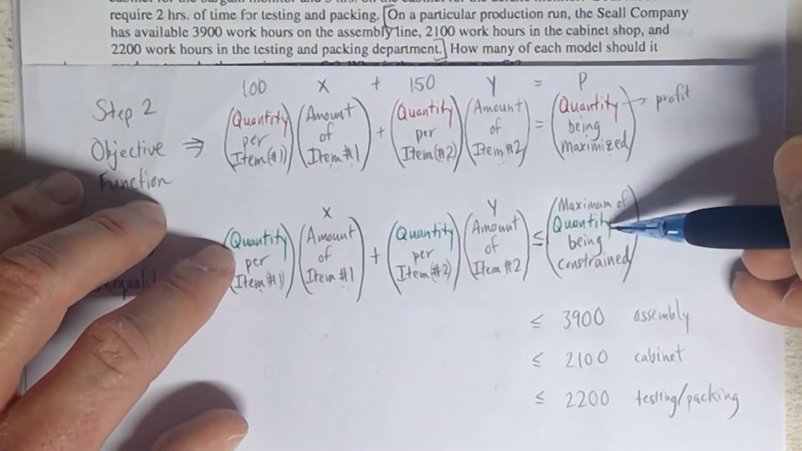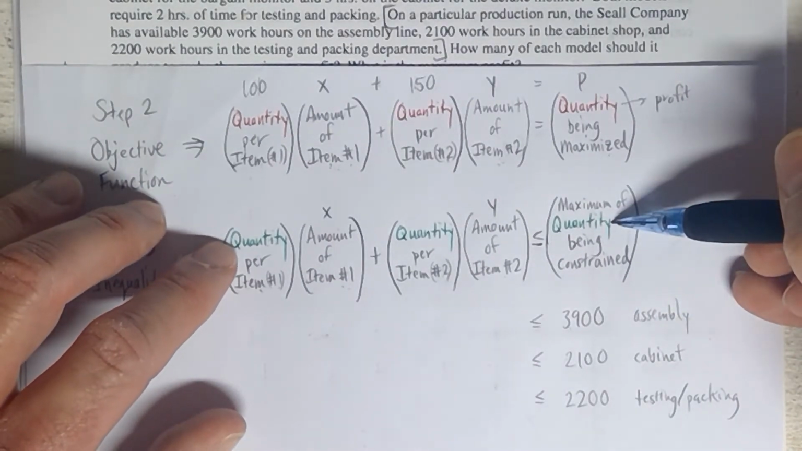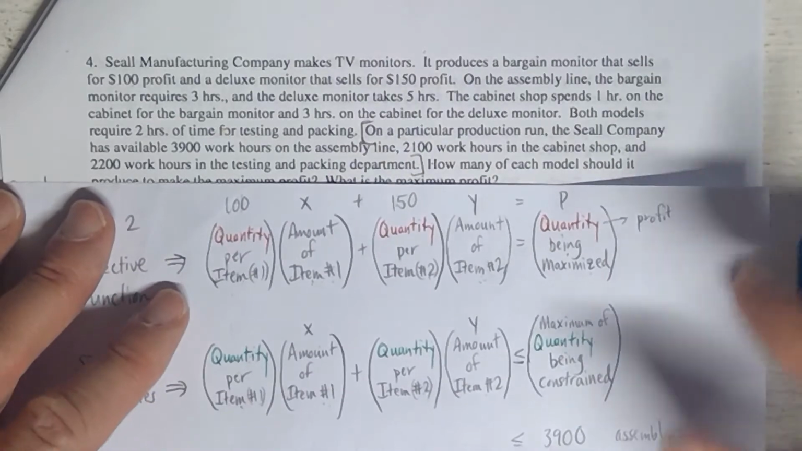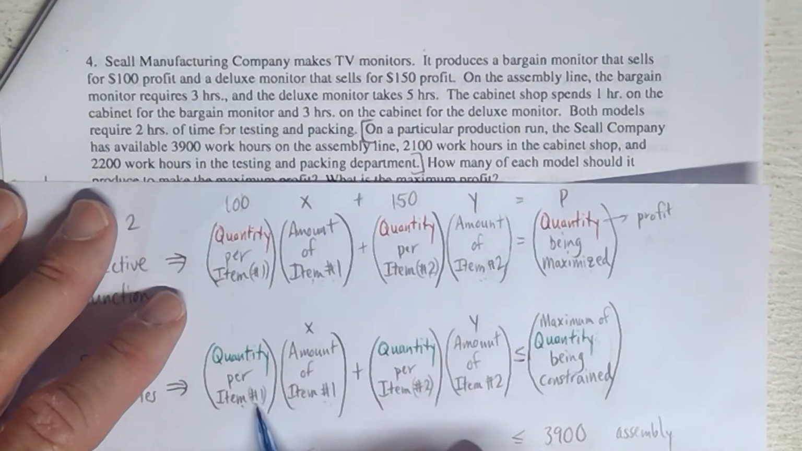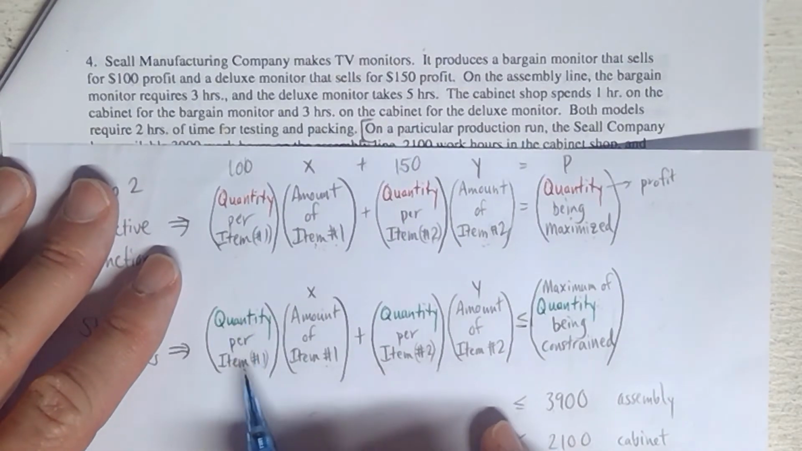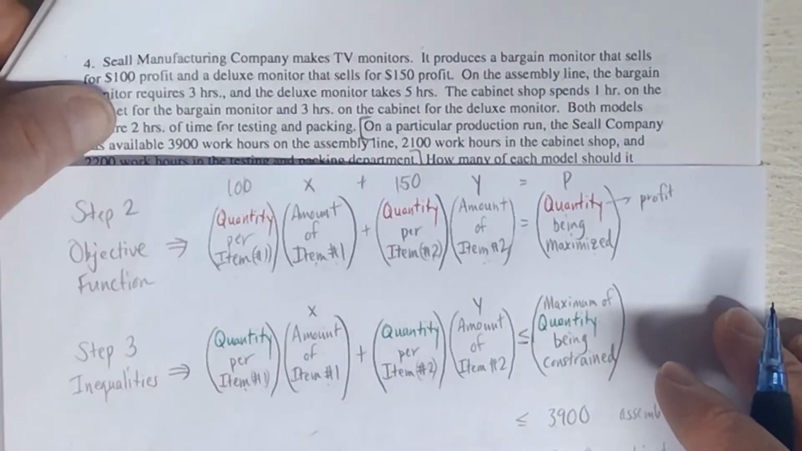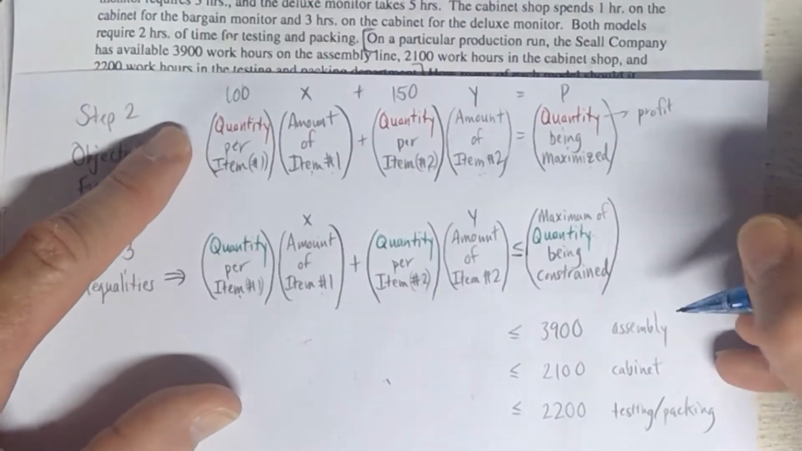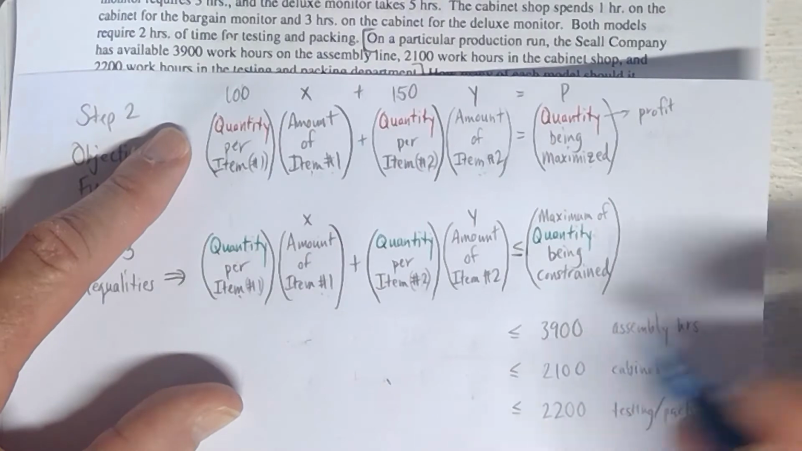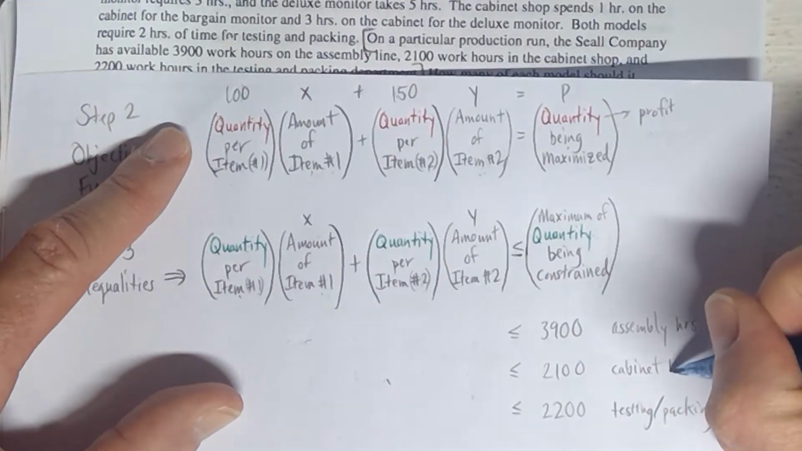For the first one, the green is assembly. And so that means that we go back to the middle part of the problem, and it says quantity per, remember, item number 1 is the bargain monitor. So what it's saying here is assembly, assembly what? I should be even more specific here. It's assembly hours. 3,900 is not just assembly, it's assembly hours.